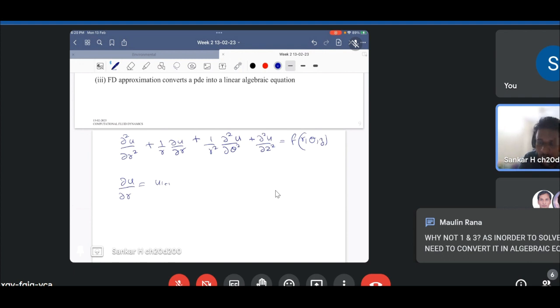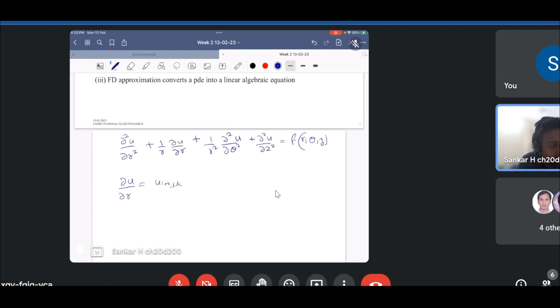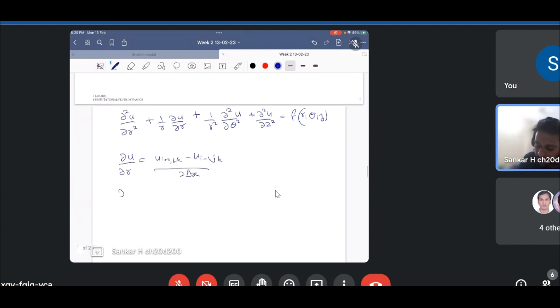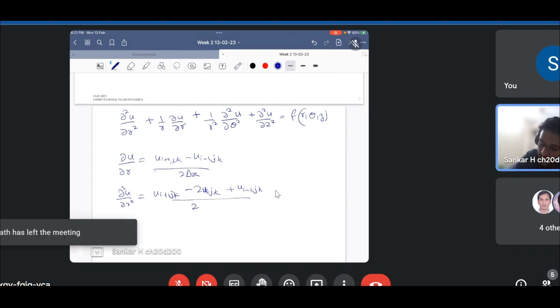Yeah, I'll come to that. I'll just go one by one. Maulin, I'll come to your answer. Ui minus 1 jk by 2 delta x. This is the central difference scheme. Dou square u by dou r square should be equal to ui plus 1 jk minus 2 ui jk plus ui minus 1 jk by 2. This would be delta r, sorry, here.